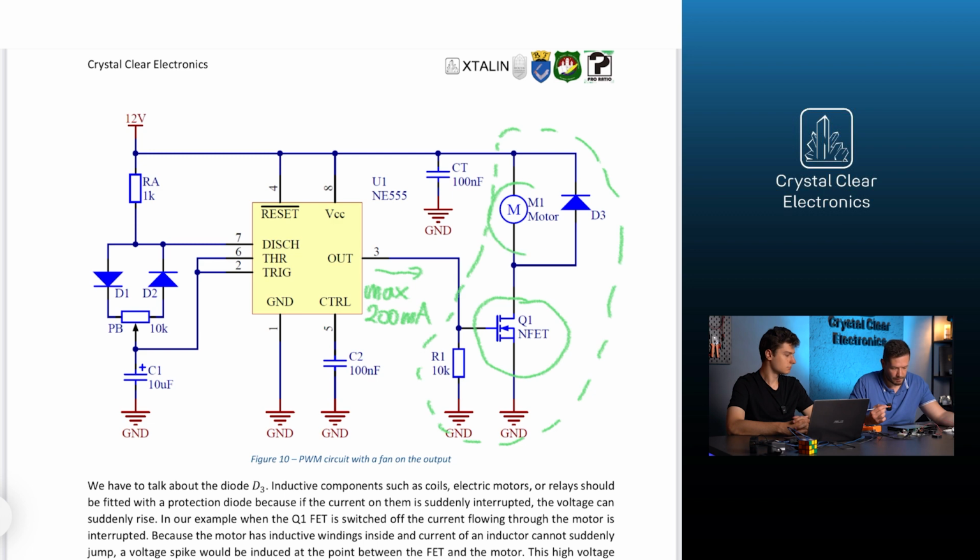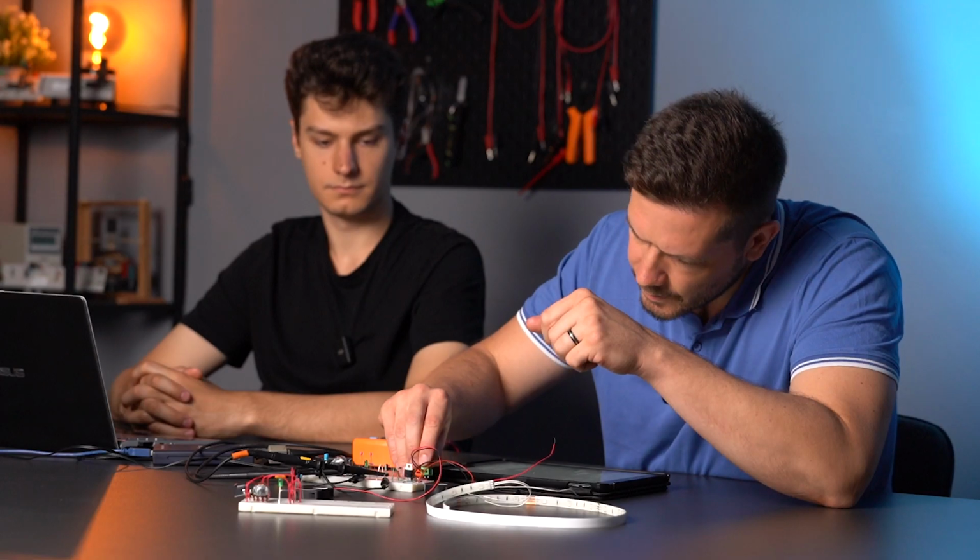Therefore, we need to connect our motor through a FET. This connection is shown in the figure. So now, I will attach the motor to the right place, the output provided by the MOSFET.